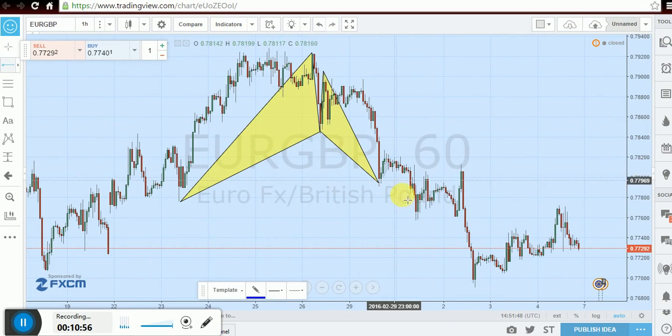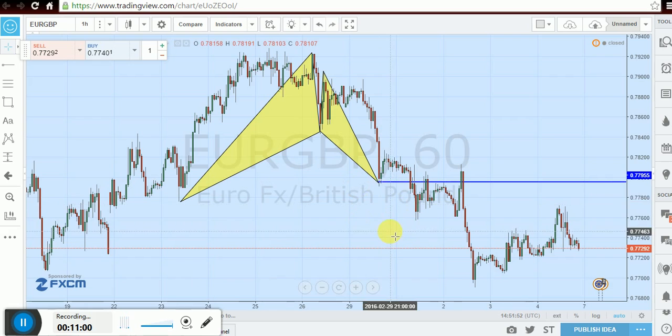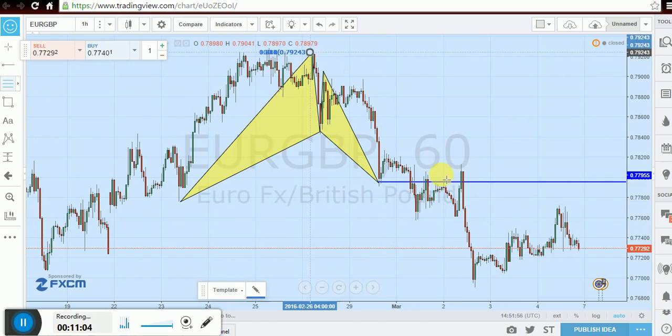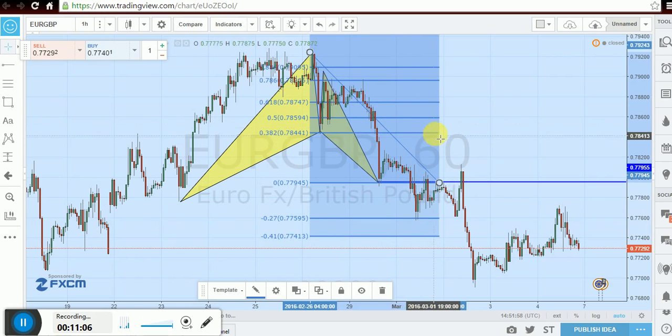Obviously we entered around 77.95, and the market gave us a sign that it was going to go up, but unfortunately we didn't get that trade to even bank some profit on the first target. So the market kind of rolled over, so we took a loss on that one.